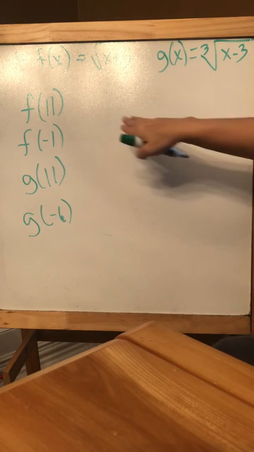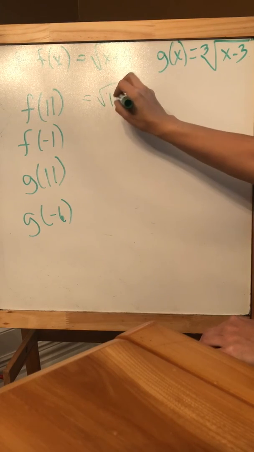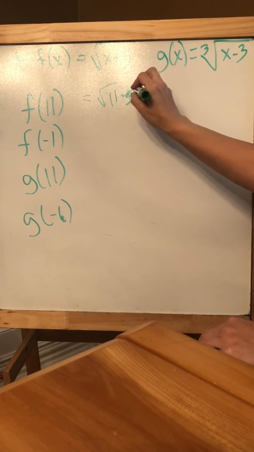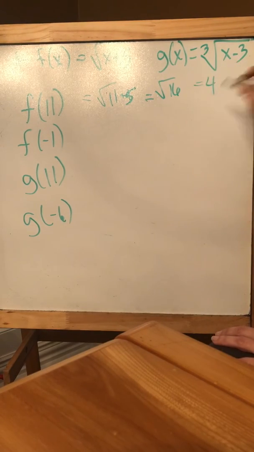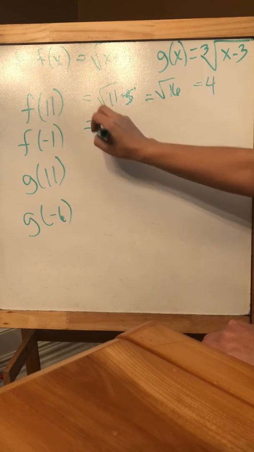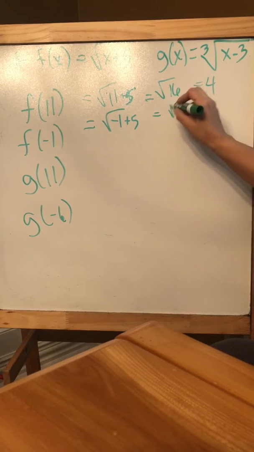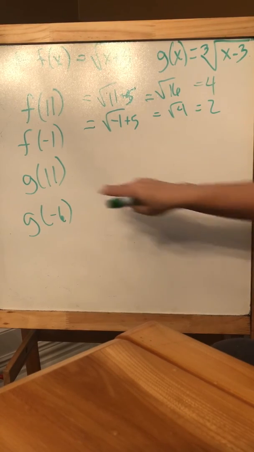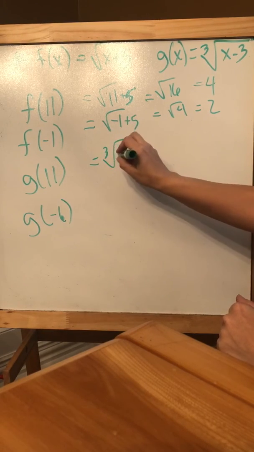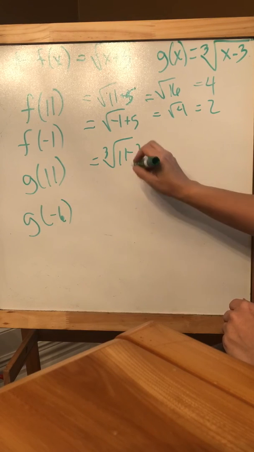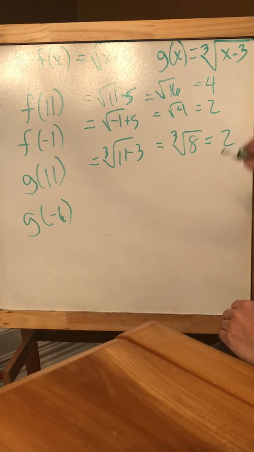Okay, on our first one, if it's 11, then we have the square root of 11 plus 5, which is 16. Square root of 16 is 4. How about the second one? We have the square root of negative 1 plus 5, which is the square root of 4, which is 2. How about this one, g of 11? We have the cube root of 11 minus 3, which is the cube root of 8, which is 2.